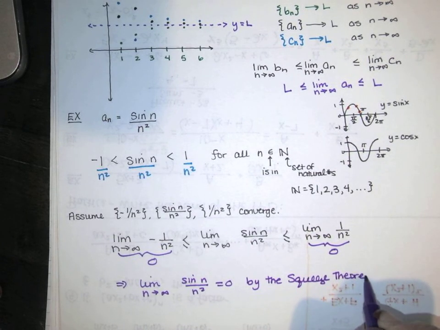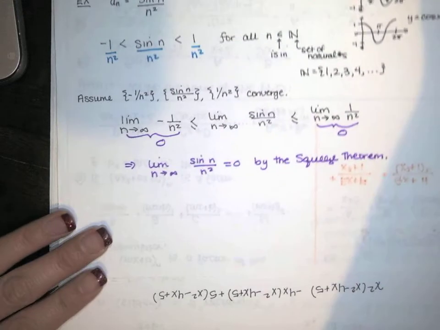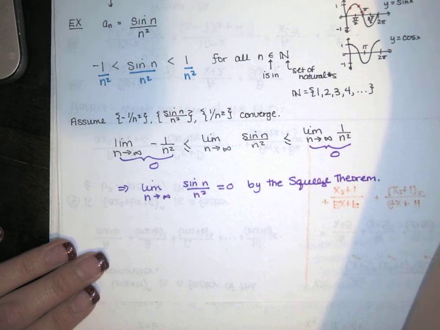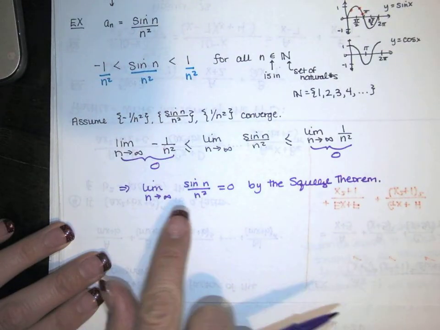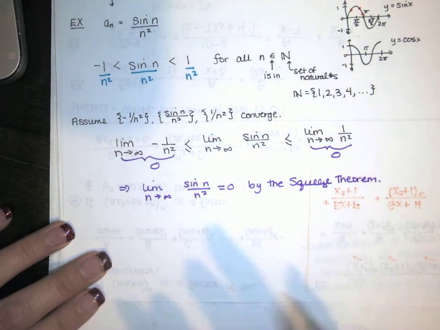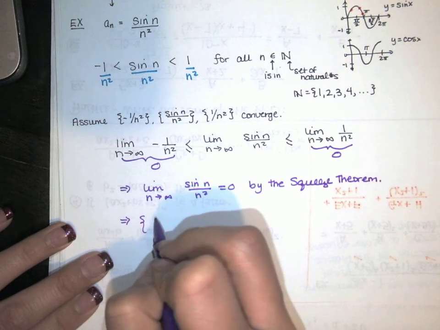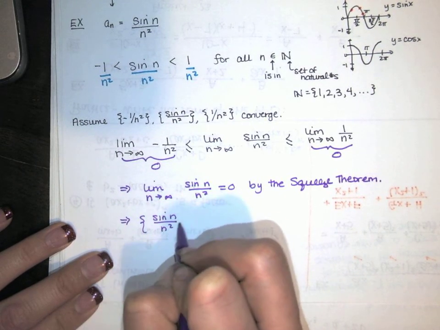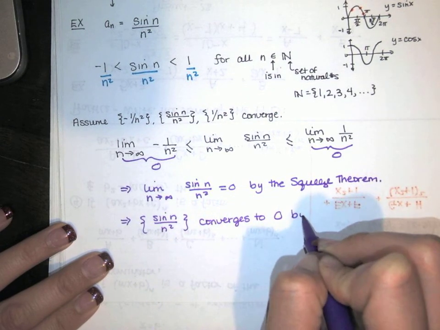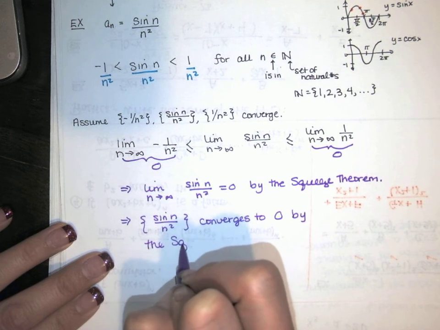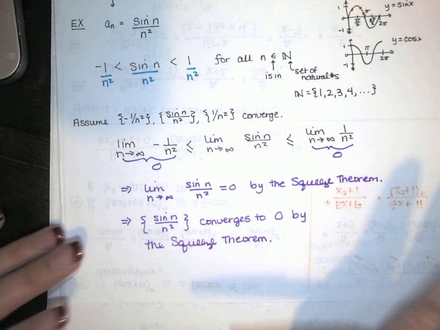Some people call that the sandwich theorem. Some textbooks do. That just makes me hungry. I like the squeeze theorem better. So I imagine that visually squeezing one function in between two other functions. Now, the question usually asks, does this sequence converge or diverge? And we can say yes, the limit is finite. So the sequence given by s sub n over n squared converges to 0 by the squeeze theorem. So that's our first theorem.